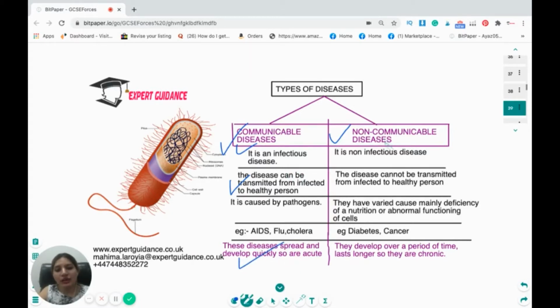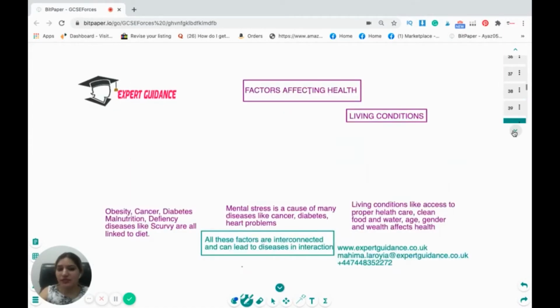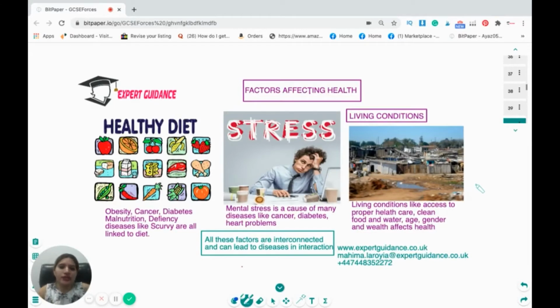On the other hand, non-communicables are the non-infectious diseases. These diseases cannot be transmitted from an infected to a healthy person, and they are mostly caused either by an abnormality in a cell, tissue, or organ, or due to deficiency of nutrition. Examples are diabetes and cancer. These non-communicable diseases develop over a long time, but they last longer and they are chronic. Okay, so you should know the differences, examples, and the causes of communicable and non-communicable diseases.